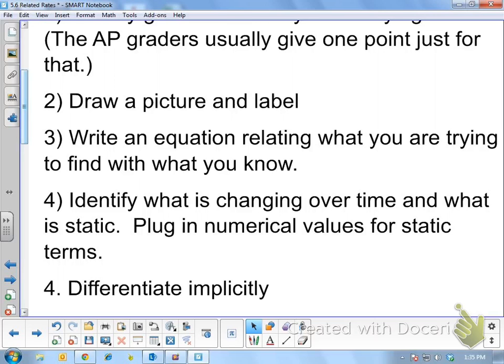So the number 4 is also important. This one is different from optimization. We have to identify what is changing over time, and what is remaining static over time. That's very important that we can identify that. Because for what is changing, we cannot plug in numerical values. They might give us a numerical value, which we will use later on, but we can't plug in numerical values for changing quantities, while we can plug in numerical values for static ones.